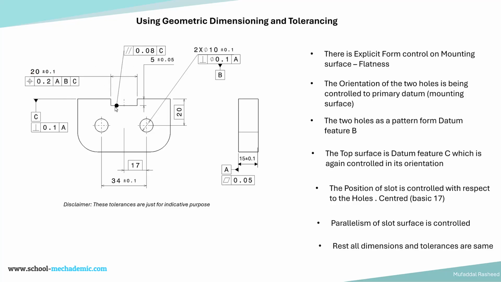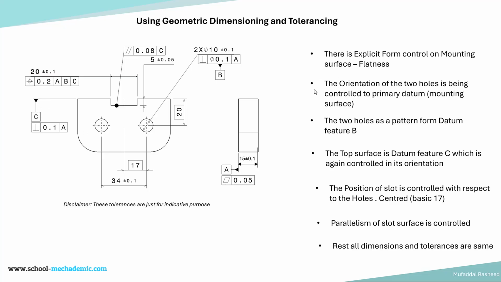And additionally, we are applying a parallelism control on this surface, which can aid in the alignment of the keyway with respect to the slot on the mating part. So this surface has to be parallel with respect to the top surface, which is datum feature C. And there are basic dimensions which are applied. This 17 basic dimension is between the slot center plane and the axis of one of the holes, and this 20 basic dimension originates from the hole and locates this top surface, that is datum feature C.